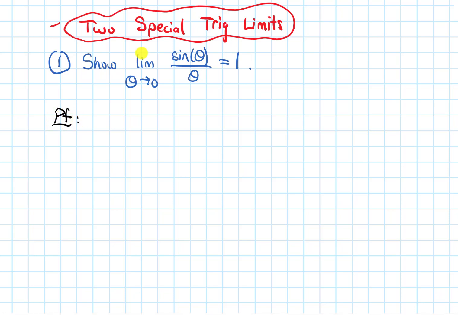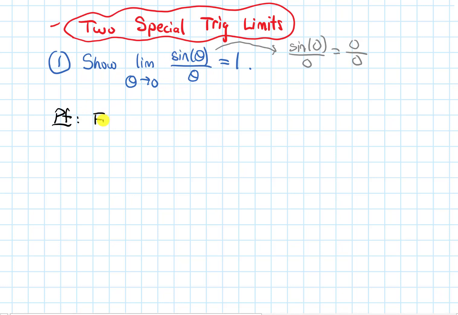So before I get into the proof, if I were to just plug in theta equals 0 into this, I get sine of 0 on top, 0 on the bottom, and sine of 0 is 0. So I have 0 on the top and 0 on the bottom. And that's an indeterminate form, so I need some way to simplify this. Okay, so we are going to give a geometric proof for why this is true.